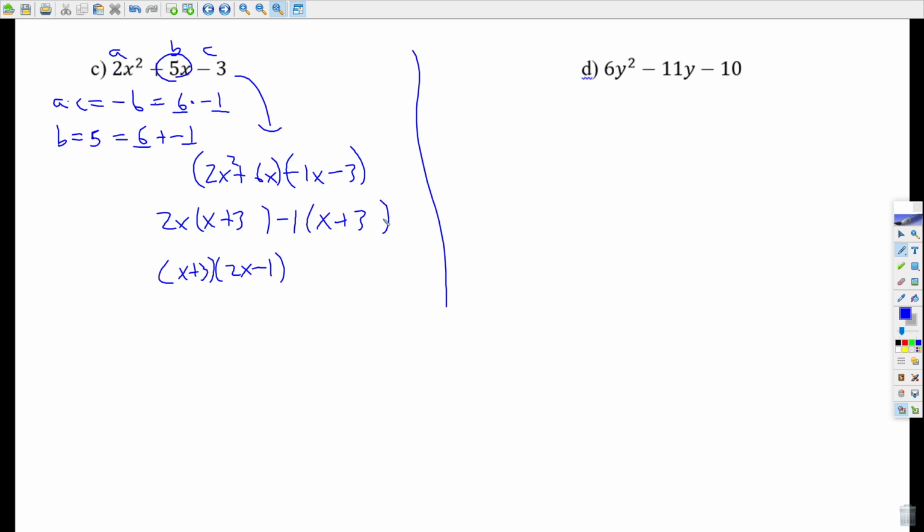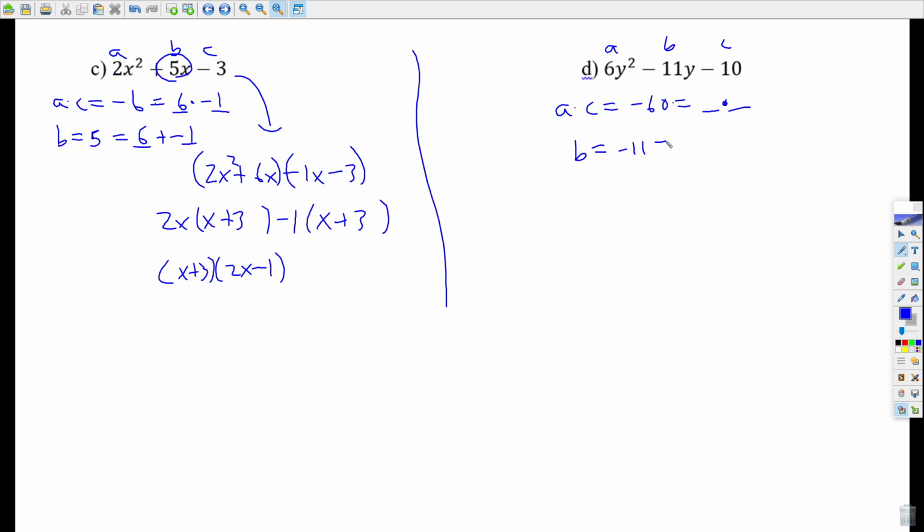I know these ones take a little bit more time, but you just have to practice doing them. And I think as you do more of them, you can do them fairly quickly. All right, last one here, ABC. So we're on A times C, which is 6 times -10. So it's -60. We're trying to add to get the B, which is -11.